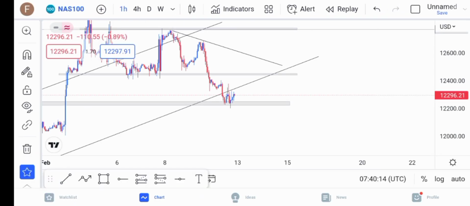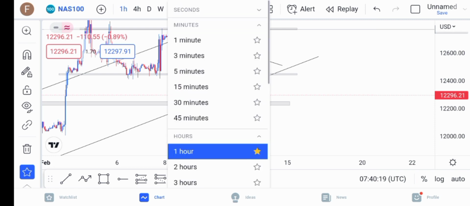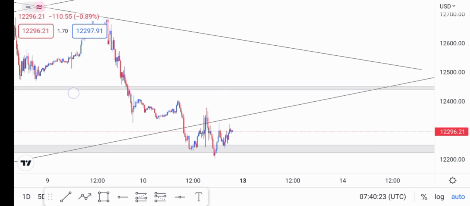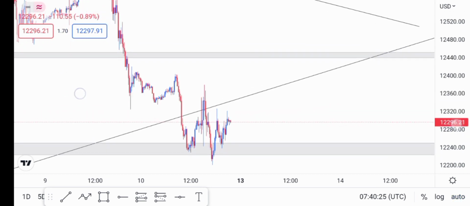Which time frame are we on? Oh, the 1 hour. So let me move to the 15 minutes time frame. I don't usually go to the 15 minutes time frame, but I just have to because there's something occurring around this piece over here.